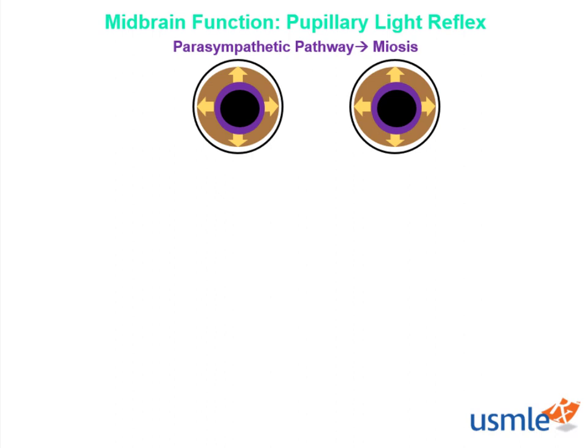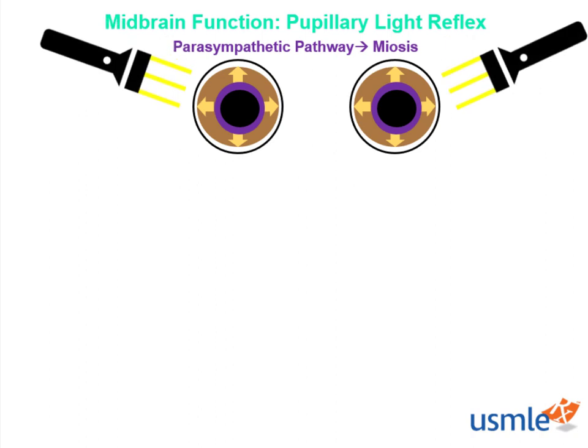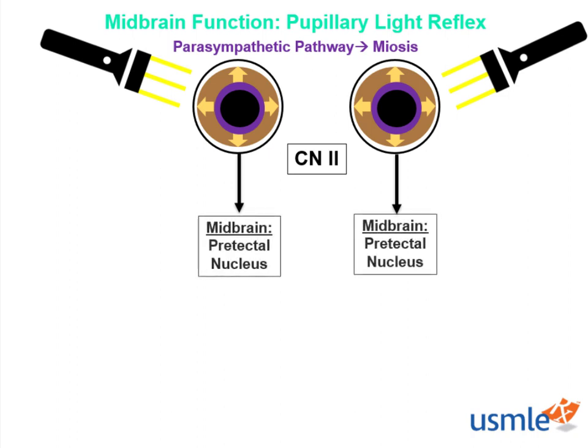To test this reflex, light is shown into either eye, which is sensed by the retina and transmitted via cranial nerve 2, the optic nerve, to the midbrain's pretectal nuclei. Each optic nerve, cranial nerve 2, sends projections bilaterally as nerve fibers cross from each eye in the optic chiasm and then project to both pretectal nuclei.